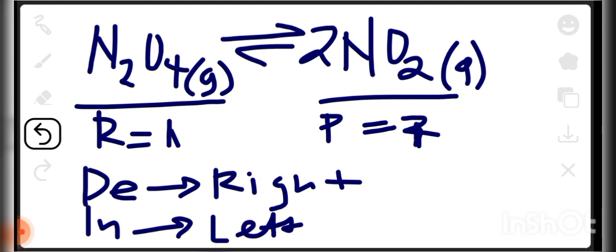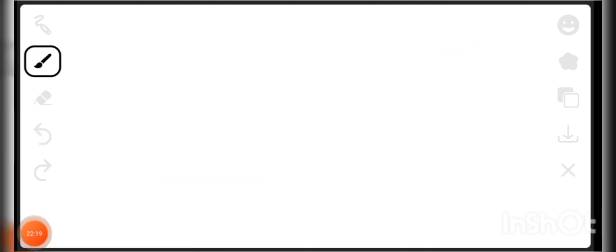So let's look at the last one, which is the effect of concentration in chemical equilibrium. Now please take note of this. For concentration, we favor the side that has lesser concentration. If you increase concentration, the equilibrium will move to the side that has lesser concentration. Just as with pressure, if you increase pressure, we move to the side that has the lesser number of moles, and if you decrease pressure, you move to the side that has the higher number of moles.